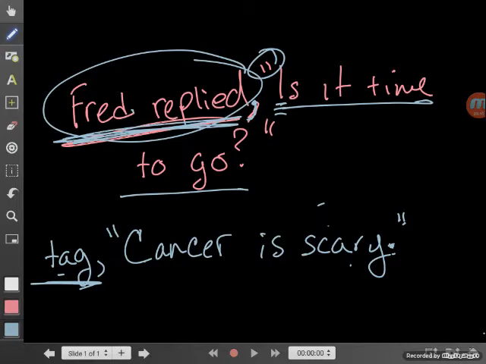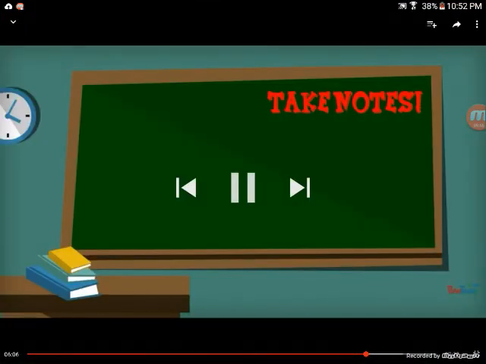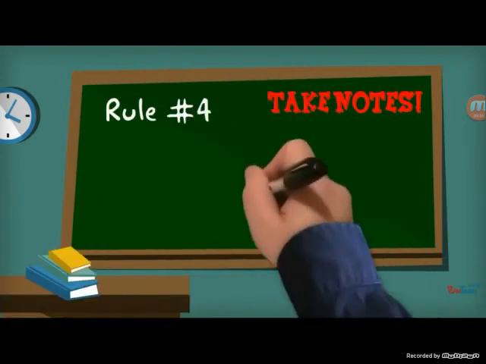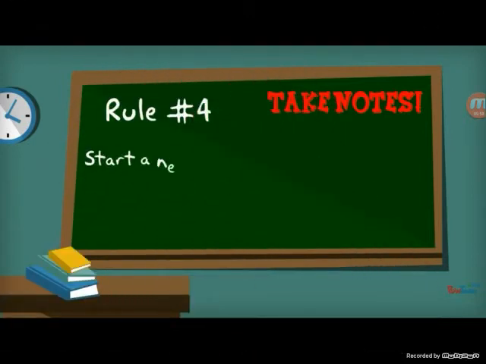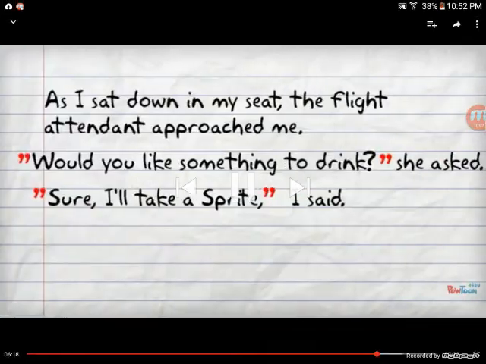Okay, let's finish the video. Rule number 4 to use when writing dialogue is to start a new line every time a new person speaks. This, along with those helpful tags, helps the reader follow along with who is speaking.